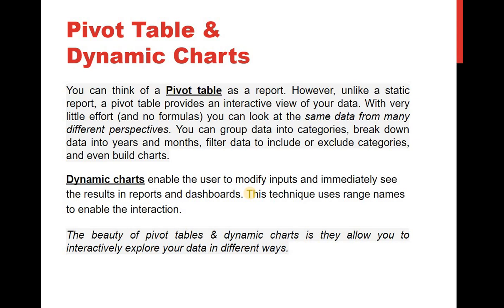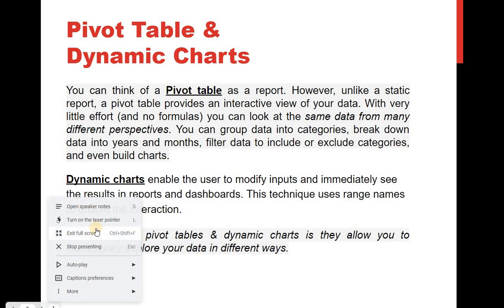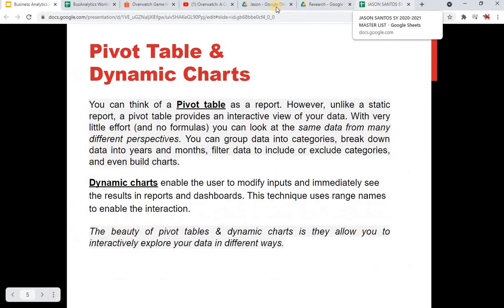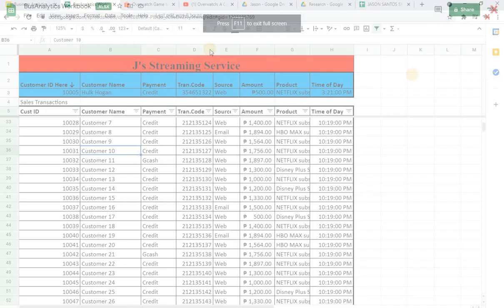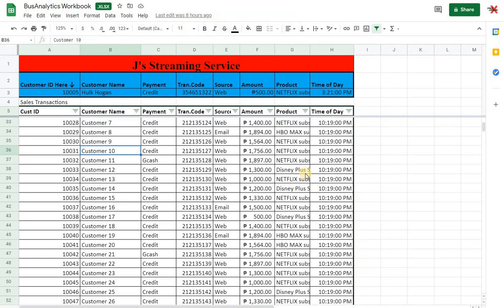So this technique uses range names to enable the interaction. And then the beauty of pivot tables and dynamic charts is that they allow you to interactively explore your data in different ways. So let's go ahead and check some examples here. Let me just pull up my, okay, so we have an example of a workbook here.